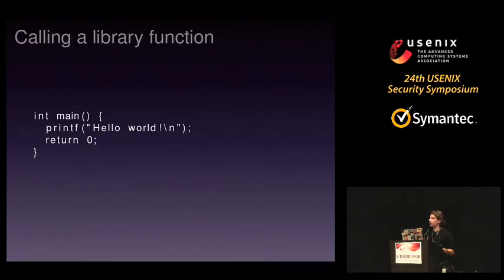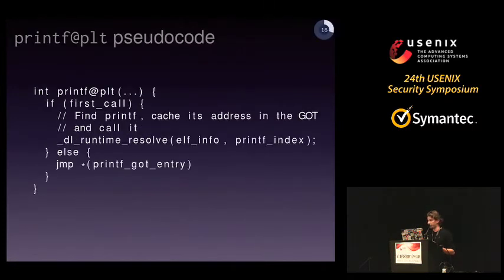But what the compiler actually emits is not a call to printf, because it doesn't know where printf is going to be at runtime due to ASLR. What it's actually going to emit is something like this. It's going to emit a call to a trampoline, called printf@plt, which more or less looks like this. So this is the implementation of lazy loading.